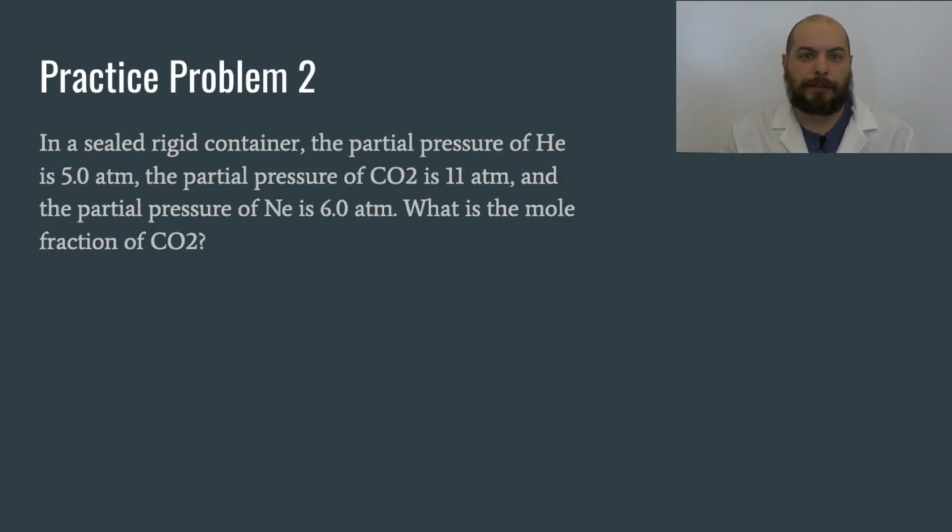Let's look at the second practice problem. In this practice problem, it's similar, but we're going in a different direction. I'm given the partial pressures of 3 different gases, and using these, I need to figure out the mole fraction of just the carbon dioxide. So I've got the pressure of helium is 5 atmospheres, pressure of carbon dioxide is 11 atmospheres, and the pressure of my neon is 6 atmospheres.